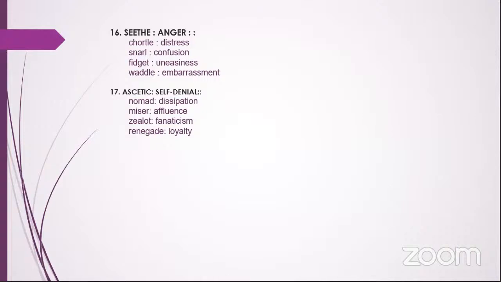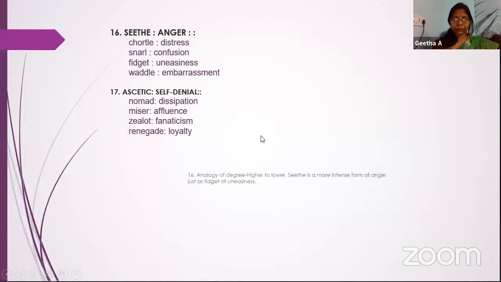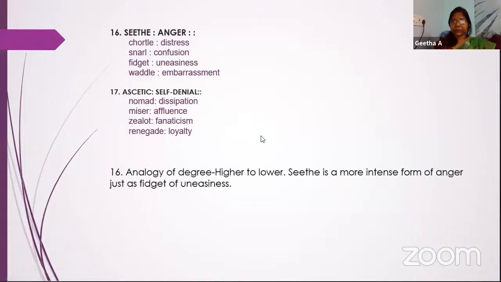Okay, so shall we move and look into the answers? The analogy is from higher to lower degree: seethe and anger. You seethe with anger. Seethe is a very intense form of anger. Just like that, you have fidget and uneasiness. All of you are right. Most of you have said fidget and uneasiness, right? Fidgeting, uneasiness. Okay, good. Then the next one.